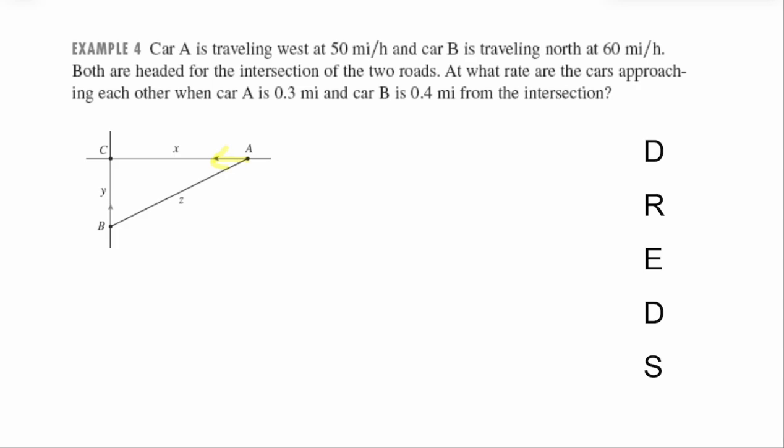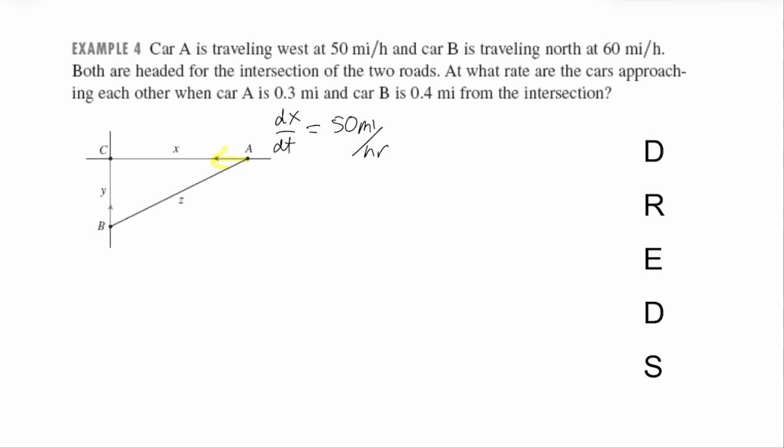Okay, and let's actually put dx/dt is 50 miles per hour. So we're going to label the distance we are from this intersection, point C.